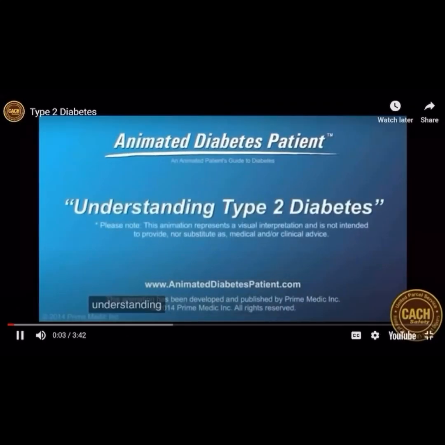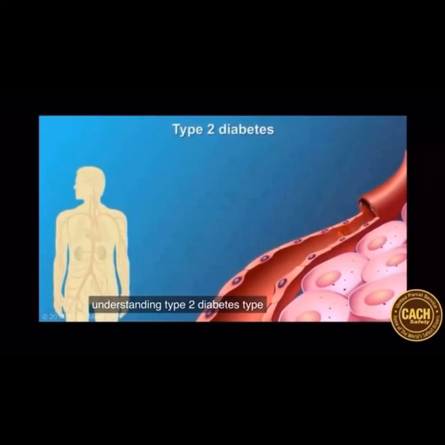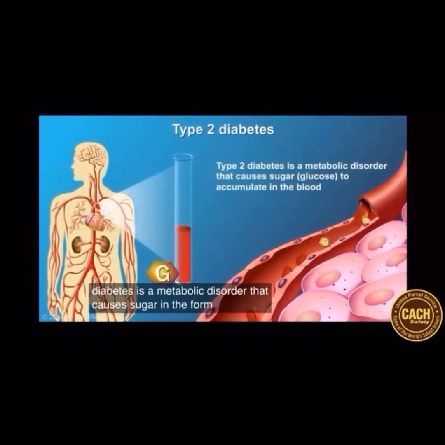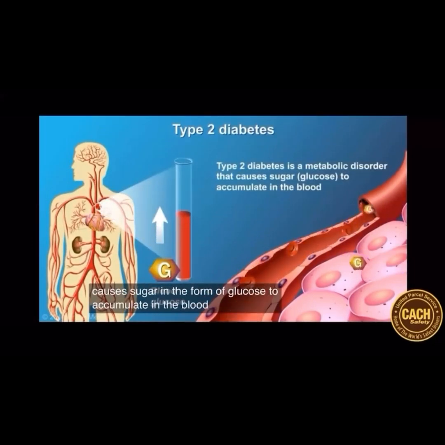Understanding type 2 diabetes. Type 2 diabetes is a metabolic disorder that causes sugar, in the form of glucose, to accumulate in the blood rather than being used as fuel by the cells in our body.